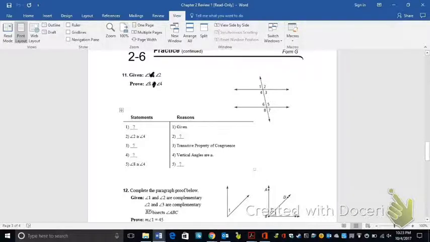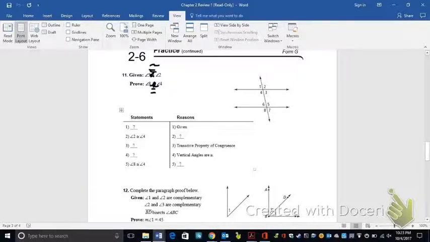So, I don't know what happened when I printed this off, but for some reason it read those congruent signs as just less than or equal to signs. So given that angle 5 is congruent to angle 2, prove angle 8 is congruent to angle 4.